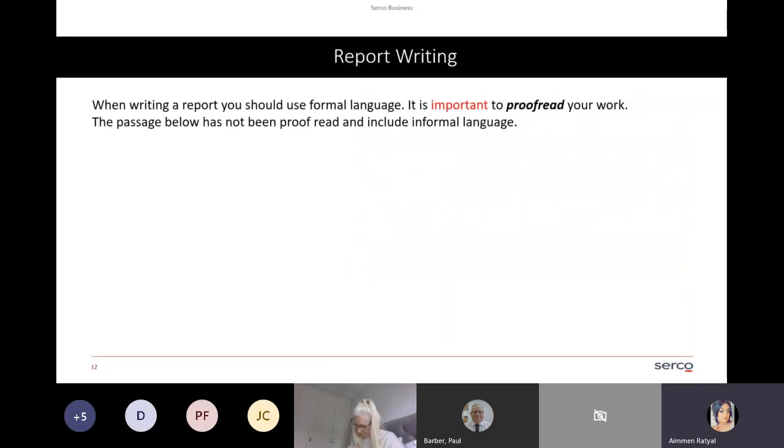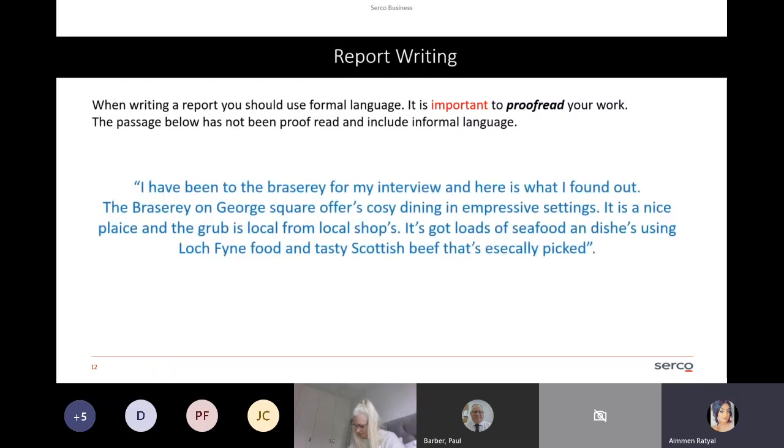So when writing a report, you should use formal language. It is important to proofread your work. The passage below has not been proofread and includes a lot of informal language. So I have been to the brasserie for my interview, and here is what I found out. The brasserie on George Square offers cosy dining in impressive settings. It is a nice place, and the grub is local, from local shops. It's got loads of seafood on dish and dishes using Loch Fyne food and tasty Scottish beef that's especially picked.